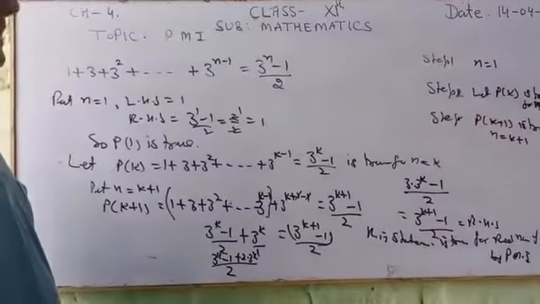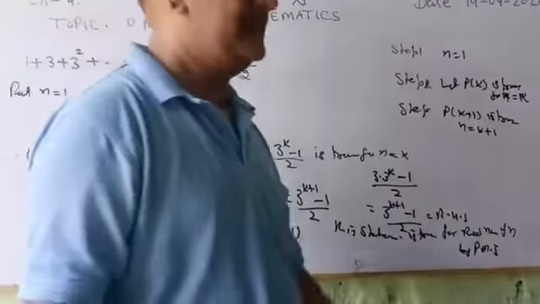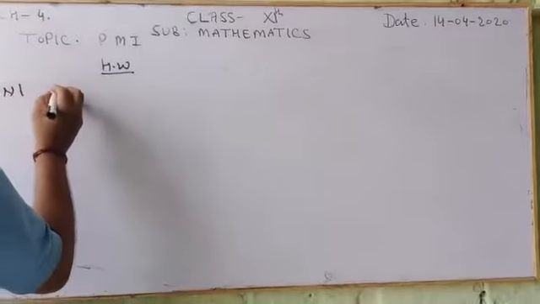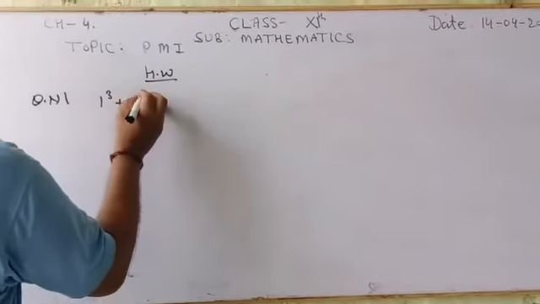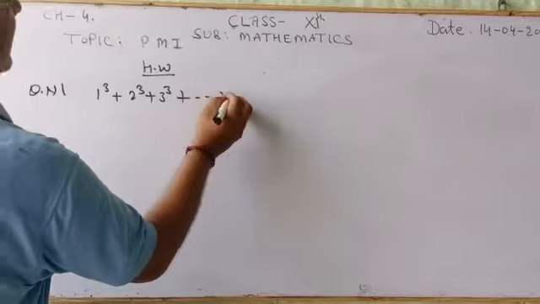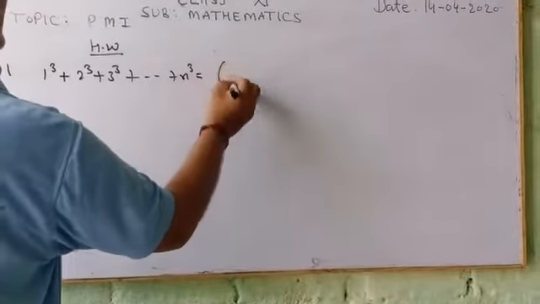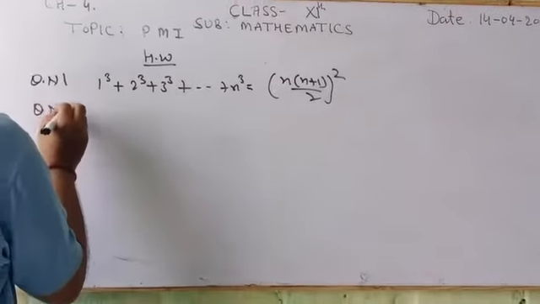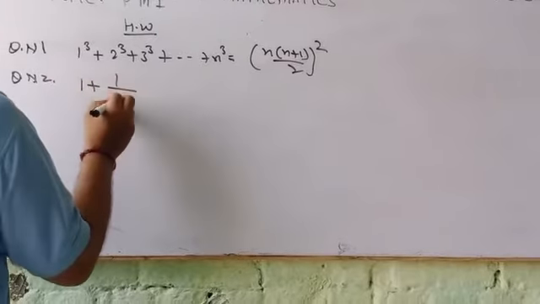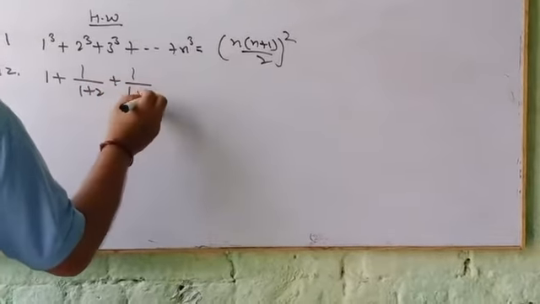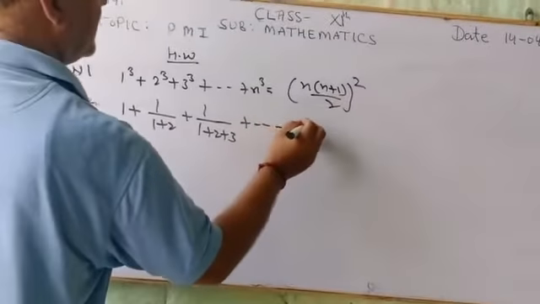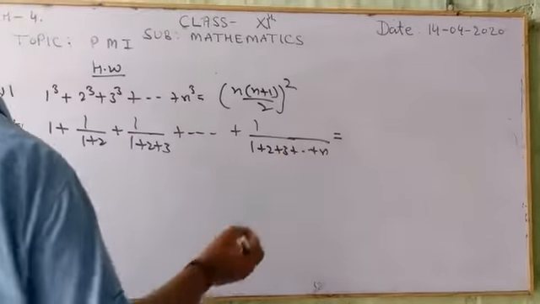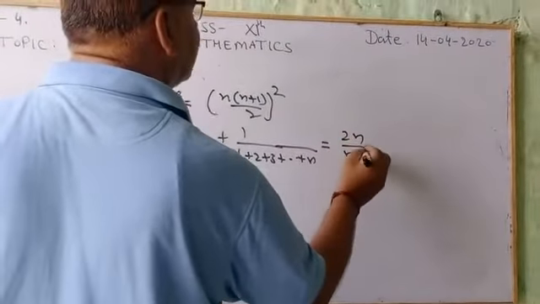So students, we are taking another problems. We are giving some homework. So question number first, 1 cube plus 2 cube plus 3 cube up to n cube equal to n into n plus 1 upon 2 whole square. Question number second, 1 plus 1 plus 2 plus 1 plus 2 plus 3 plus up to 1 upon 1 plus 2 plus 3 plus n equal to 2n plus 1.